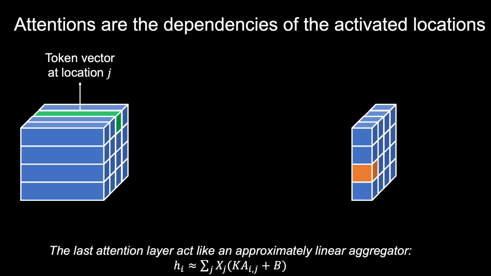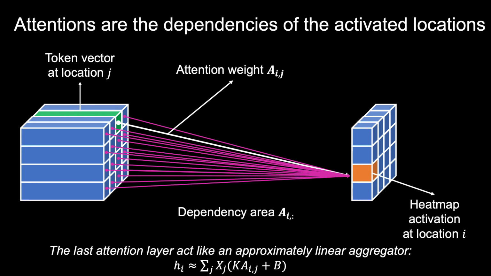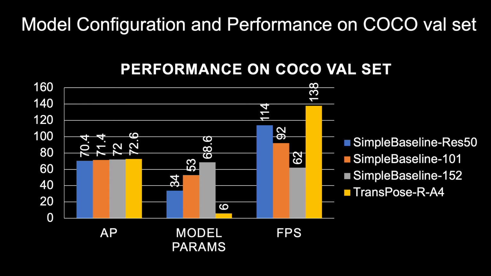In this slide, we show that the attentions can be seen at the dependency areas of the activated locations. The heat map activation at location i can be approximated as the attention-weighted sum of the tokens from all image locations. Particularly, the last attention layer acts like an aggregator to collect the contributions from each location according to the attention weight. We evaluate our method on the COCO dataset.